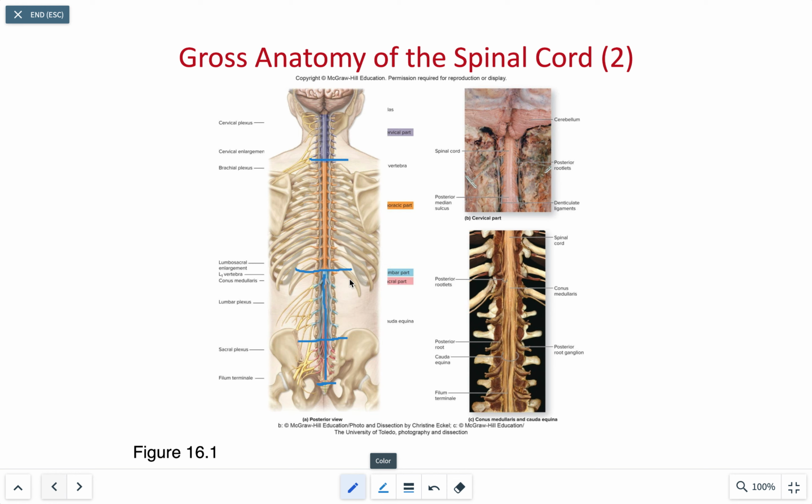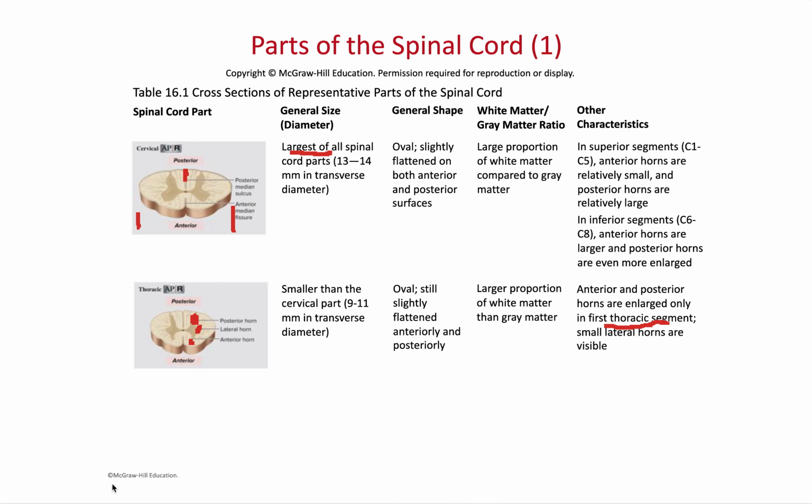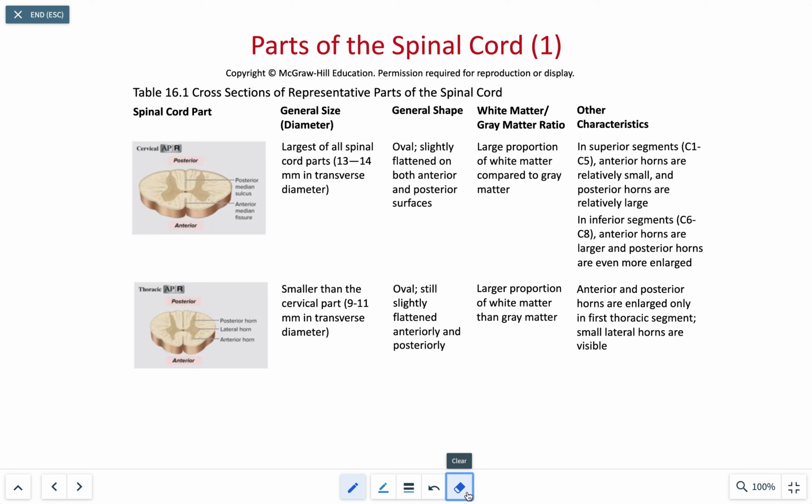This whole region is called the cauda equina. They call it the horse's tail. As you can see here, it kind of resembles fibers as it goes through the changes. So just the general characteristics when we're looking at the differences in diameter.